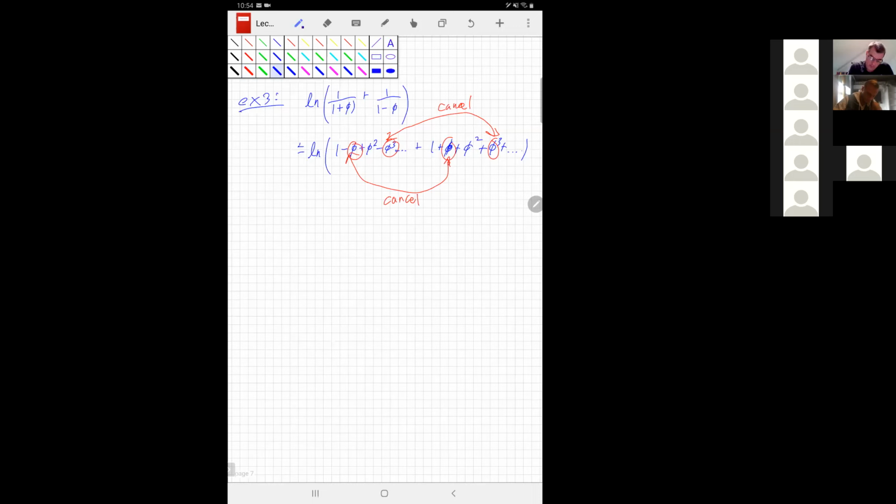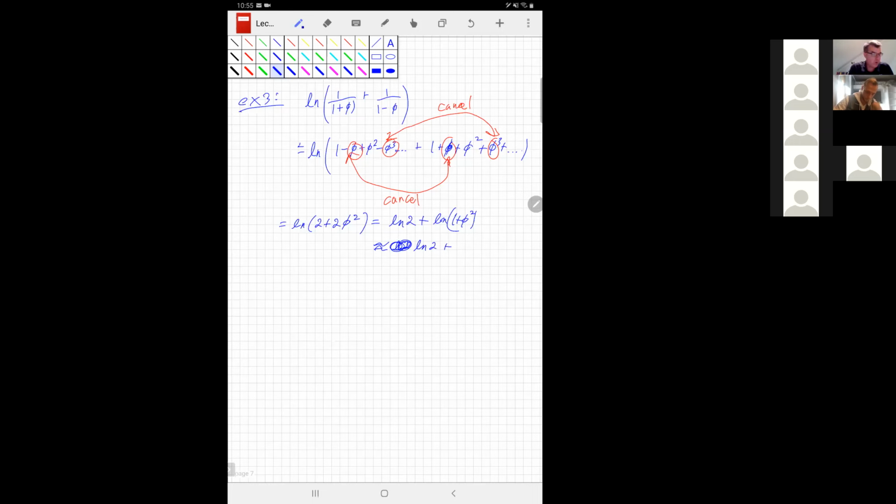And meanwhile, the phi squared stays because positive, positive. The ones stay positive, positive. So we're left with ln of 2 plus 2 phi squared, which equals ln of 2 plus ln of 1 plus phi squared. And this is approximately equal to ln of 2, blah.